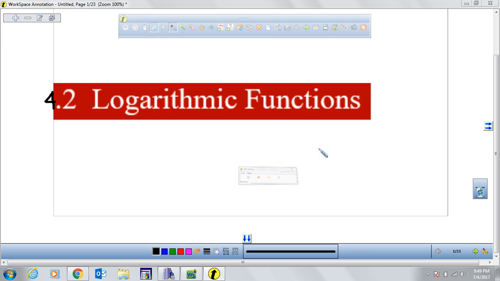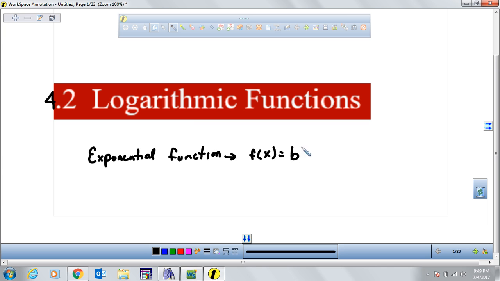Section 4.2 is about logarithmic functions. Remember from the previous section 4.1, I was talking about the exponential functions. So an exponential function was a function of the form f of x equals b, a number b raised to the x power. Now, what did I say the logarithmic function basically was? It is the inverse of the exponential function.